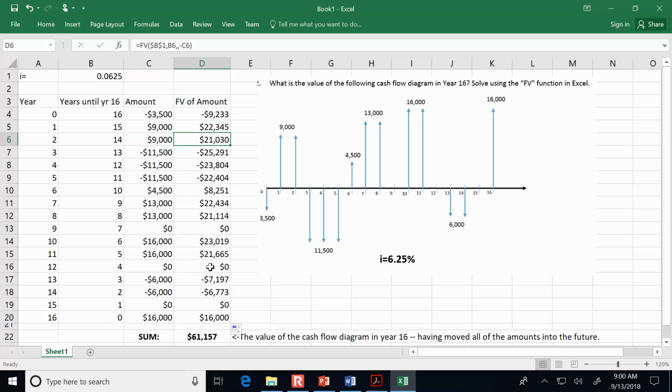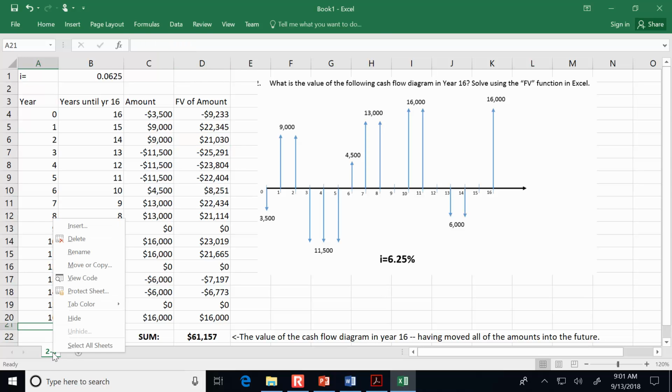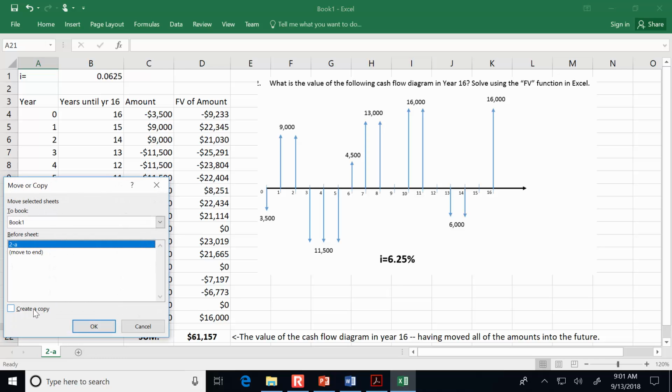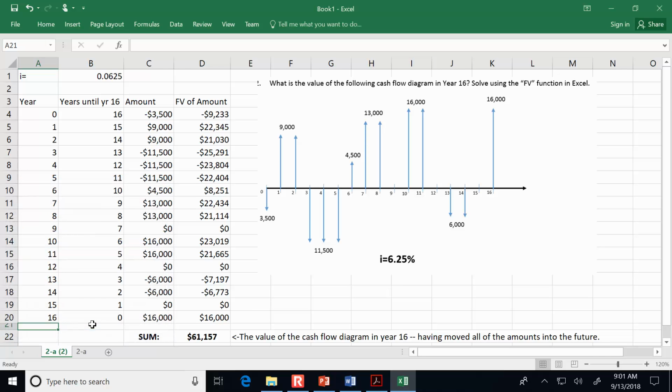All right, so part A asked the question, what's the value of the following cash flow diagram in year 16? So we solved that. What I'm going to do is create a whole copy of this. So down at the bottom where you have the tabs, I'm going to name this one 2-A. And then if you right-click on it, move or copy, we're going to create a copy. And so now we've got this other one that I'm going to call 2-B.